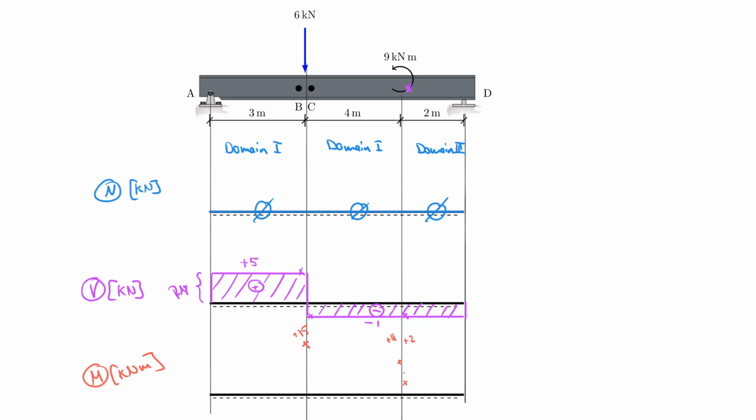And last but not least, the thing that you always know for your moment diagrams is that here is a hinge effectively, and this acts like a hinge, so you can think of this as a hinge, and therefore the moments must be 0 there.